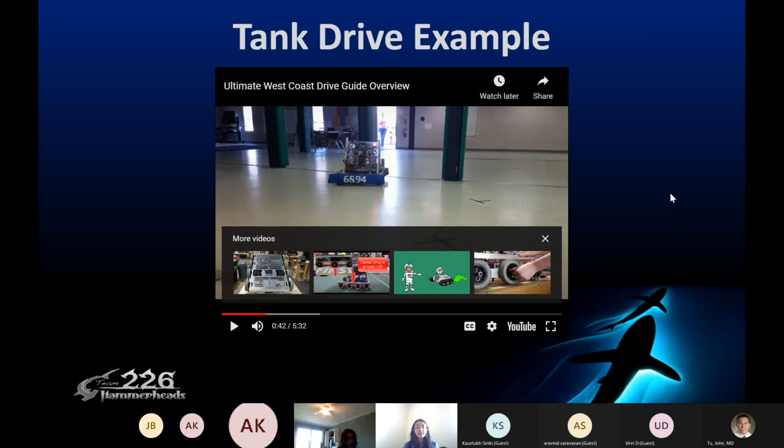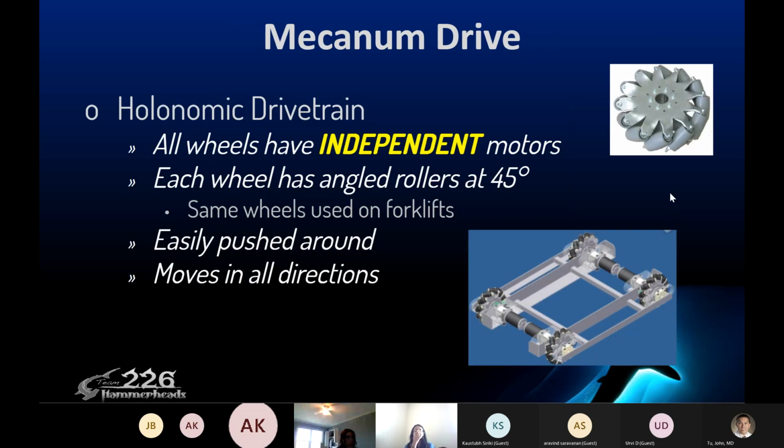So yeah, that's just how a tank drive moves. Ananya, you want to do Mecanum Drive?